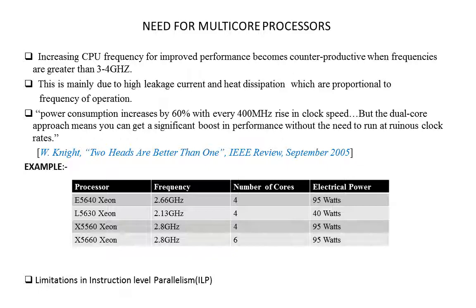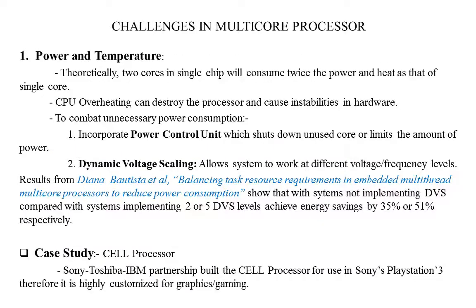I will now delve deeper into the challenges of multi-core processors. First, power and temperature. Power consumption is a major design issue in modern microprocessors. As the number of cores increases, the power consumed by it also increases. The unnecessary power consumption can be reduced by shutting down cores which are unused. This can be done by the power control unit.